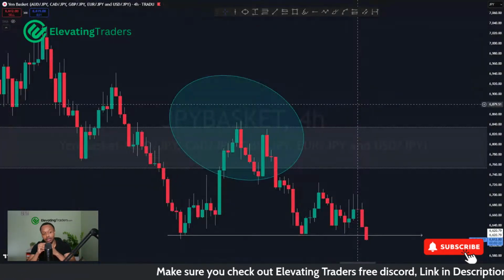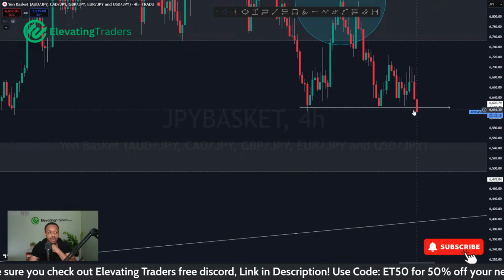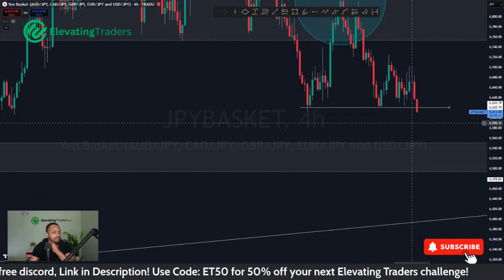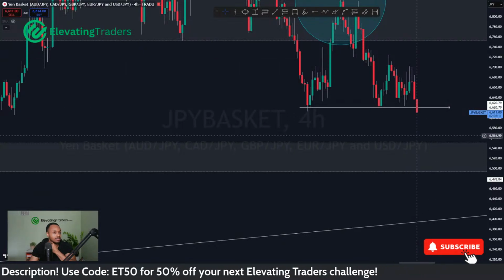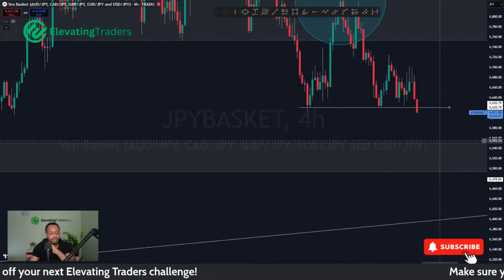But we'll see how that closes. It's still got 2 hours to go before it does close, and could very much pull back and respect it as support, which could make things interesting for pound yen. But I do think at some point we're likely to break through and come back and test 6,500s.